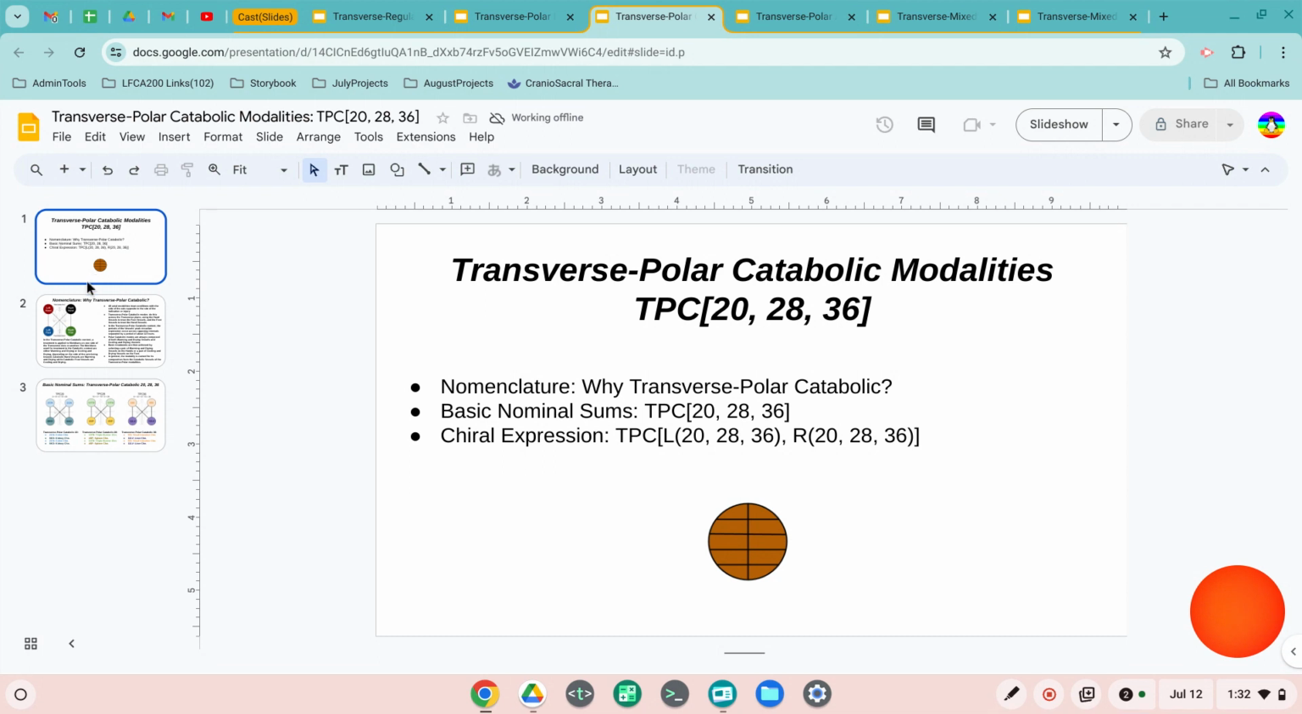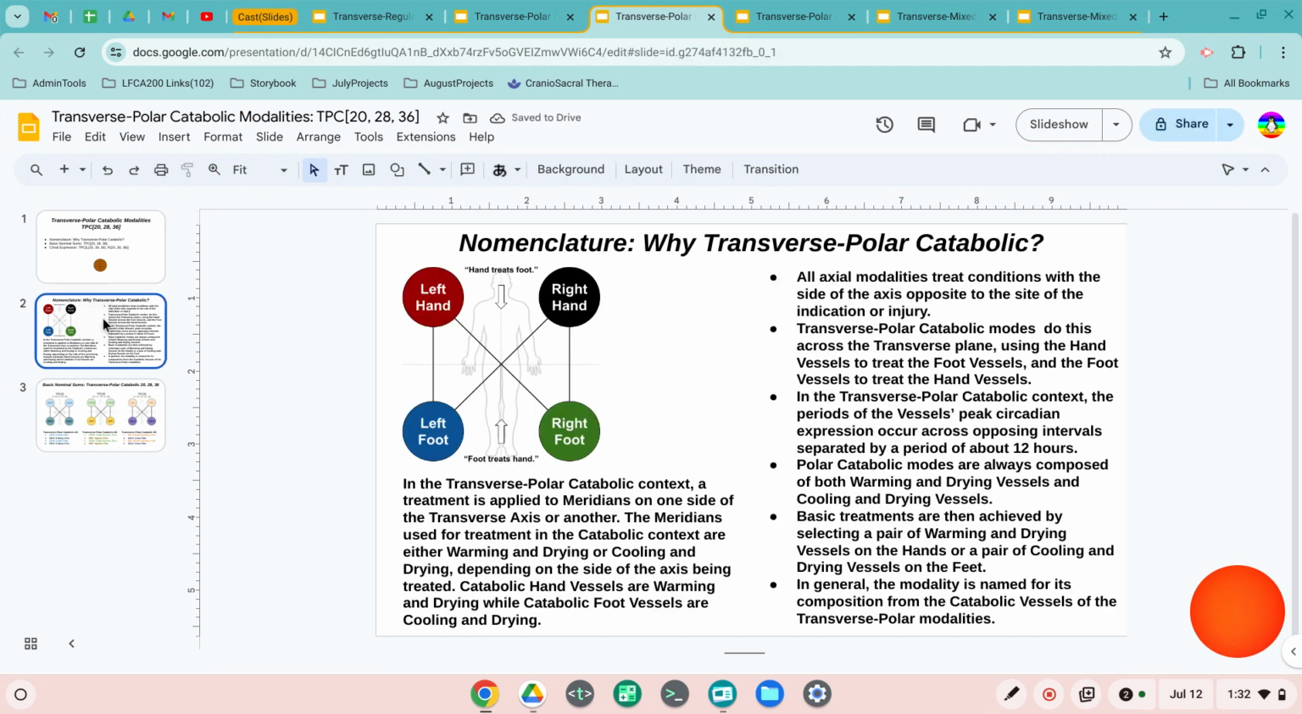Slide 1, Nomenclature. Why transverse polar catabolic? In keeping with the spirit of simplicity, there are two basic points to remember. First, transverse polar catabolic modalities treat illnesses across the transverse plane, such that hand treats foot and foot treats hand. Second, modalities in this category are of two general types, warming and drying or cooling and drying. As a result, they are expected to be useful in reducing moisture and correcting hot and cold conditions.